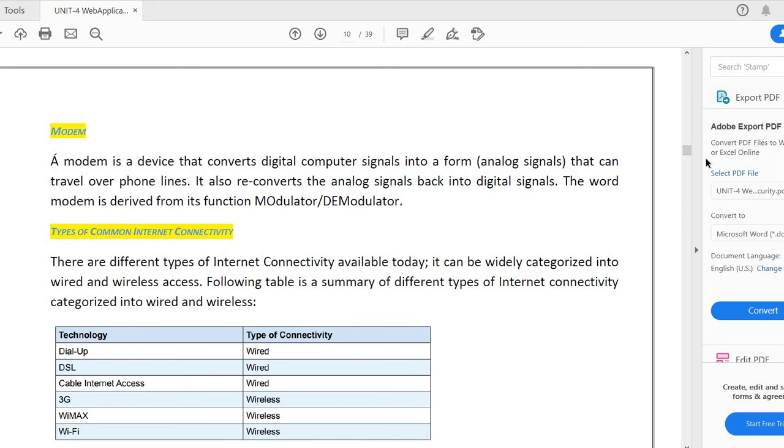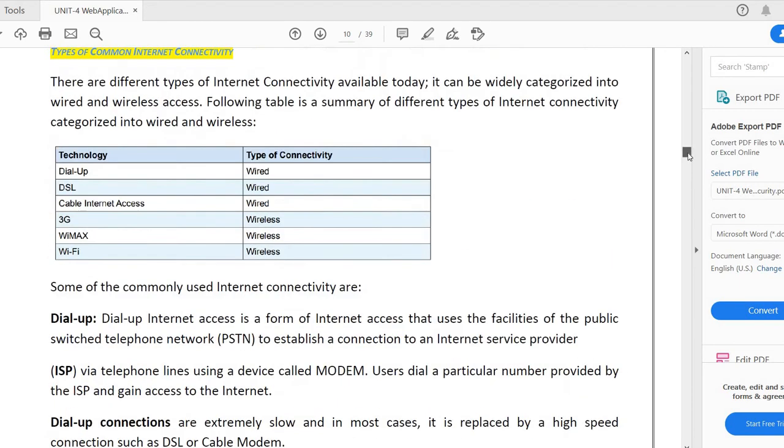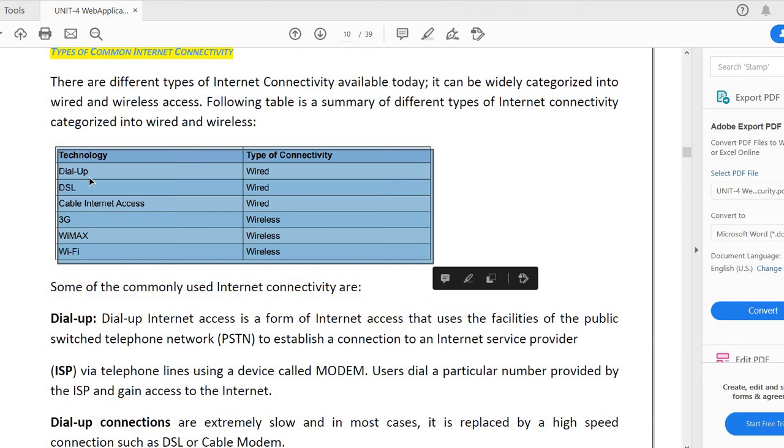Next, what are the types of common internet connectivity? There are basically two categories: wired connectivity and wireless connectivity. This table shows the summary of the different wired and wireless connectivity. You can see dial-up, DSL and cable internet access are the basic types of wired connectivity. Then 3G, WiMAX, Wi-Fi are wireless connectivity.